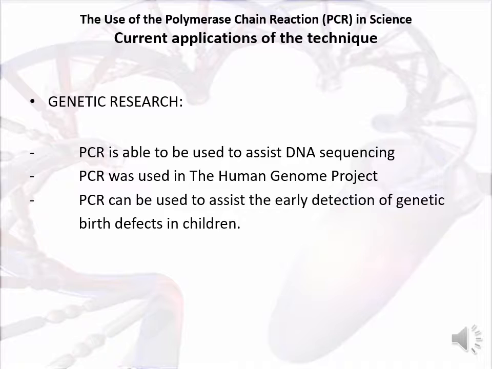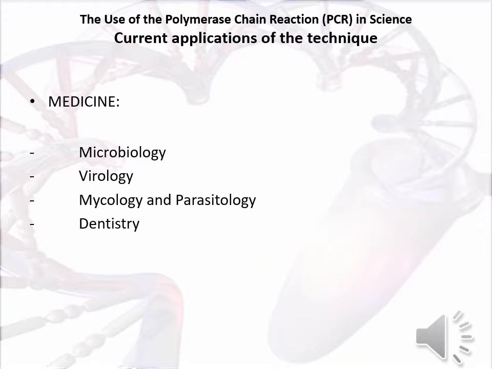The Human Genome Project also used polymerase chain reaction to indicate the presence of specific genome segments in particular clones. Advanced variants of the polymerase chain reaction technique have been found useful in chromosomal analysis to assist with the early detection of genetic birth defects in children.